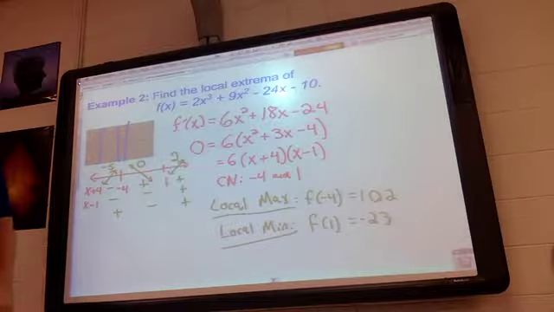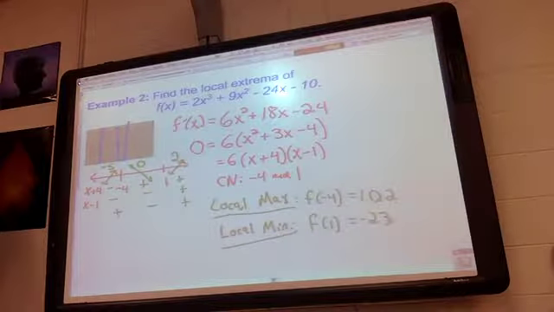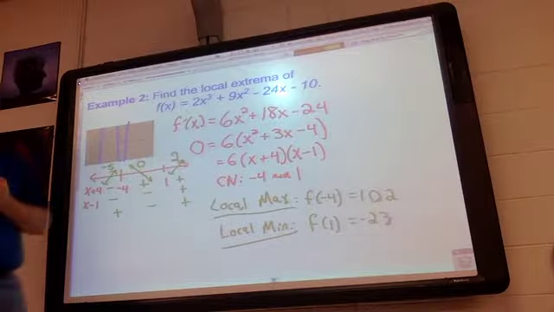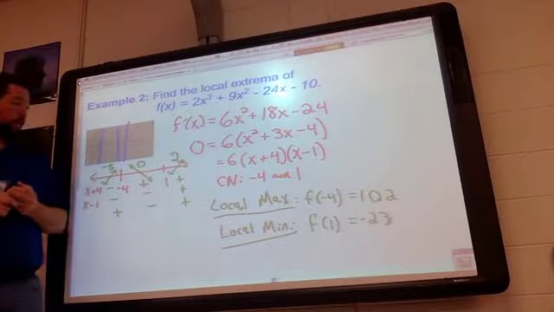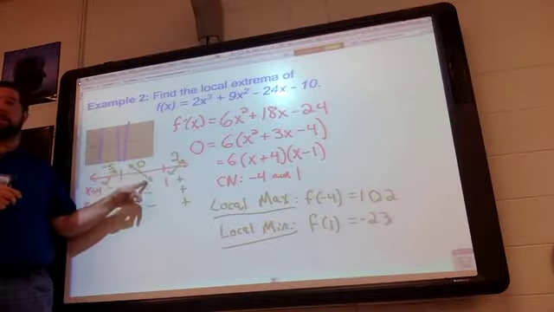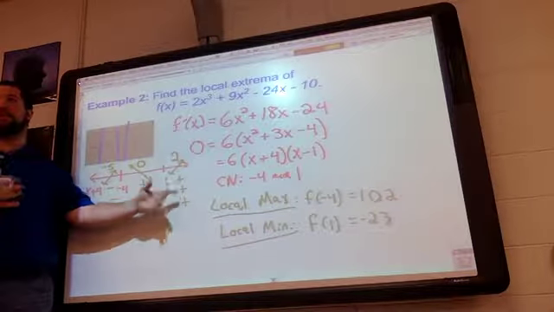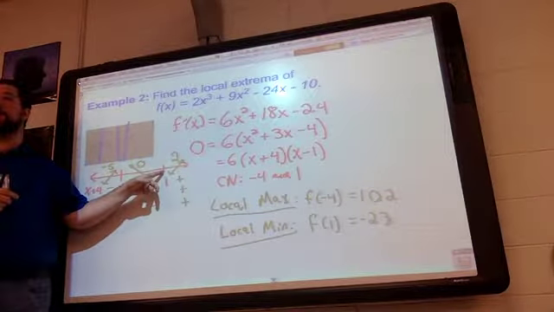What if there's no difference? Like, what happens if you can't find a local maximum? It might not happen. Great question. If this was negative and then it still remained negative, then this would not be a local max. It would just be a maximum.